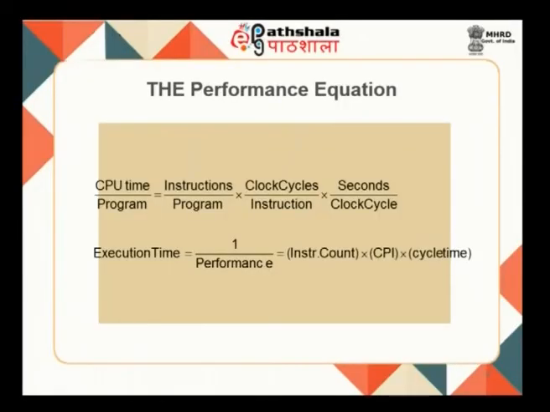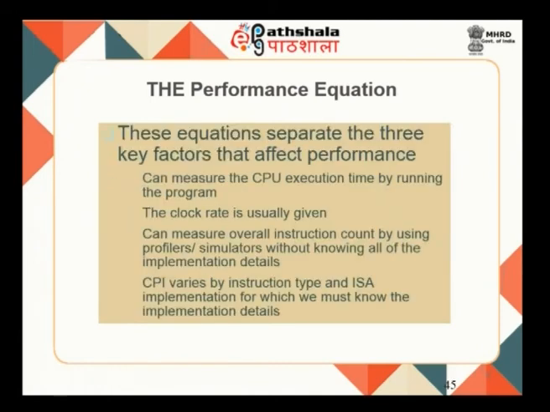So, the CPU performance equation can be written as: you are looking at the CPU execution time per program, that is nothing but instructions per program, which gives you the instruction count, clock cycles per instruction, which gives you the CPI value, and seconds per clock cycle, which gives you the clock cycle time. And execution time, you know, is 1 by performance, where execution time is instruction count into CPI into clock cycle time. Now, these equations separate the 3 key factors that affect performance.